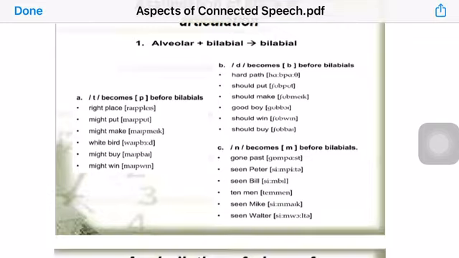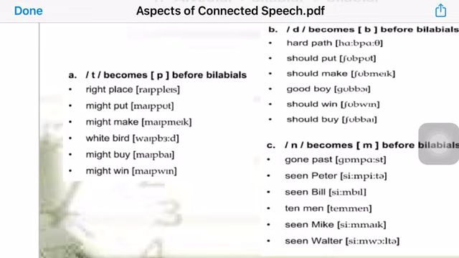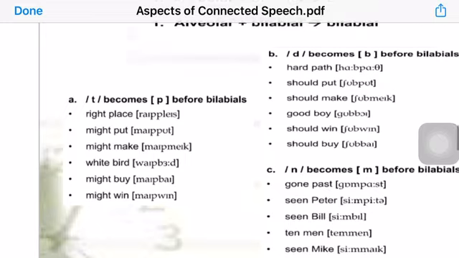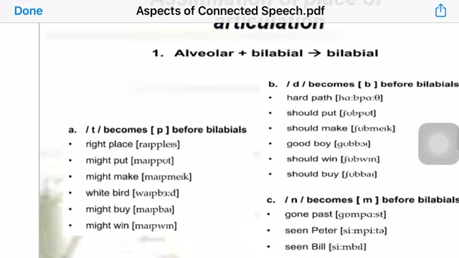So let's take some examples. Right place, right place. T is alveolar, the P is bilabial, and the result is that both of them become bilabial.